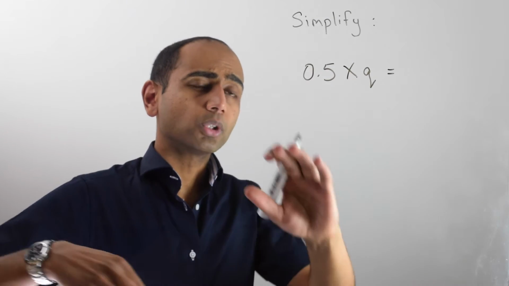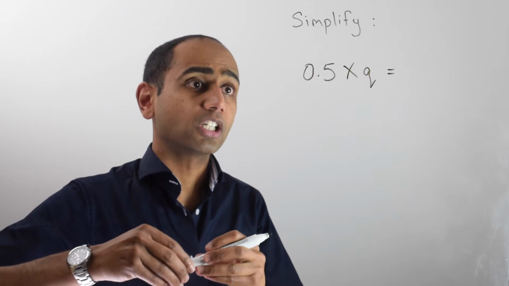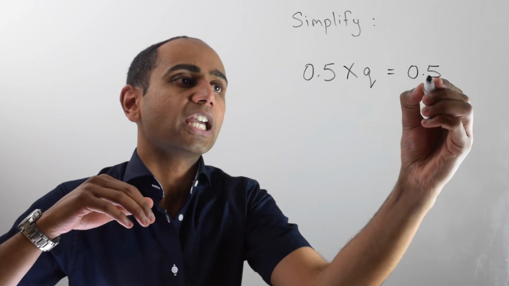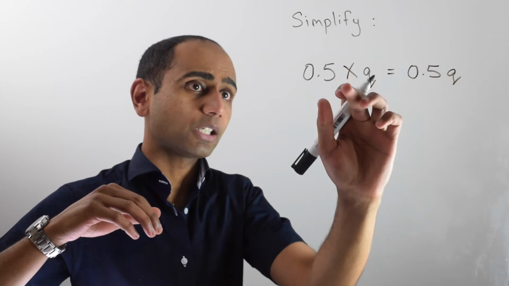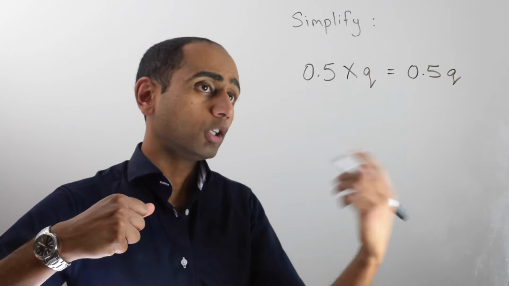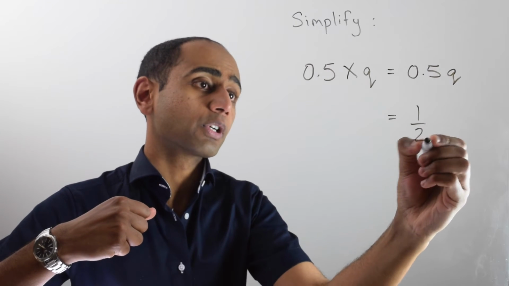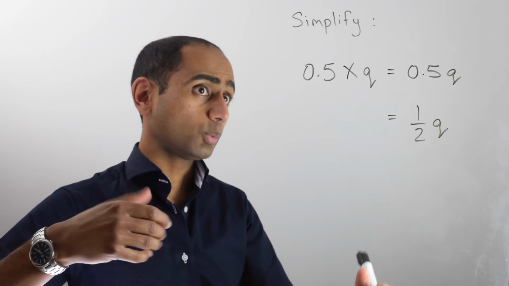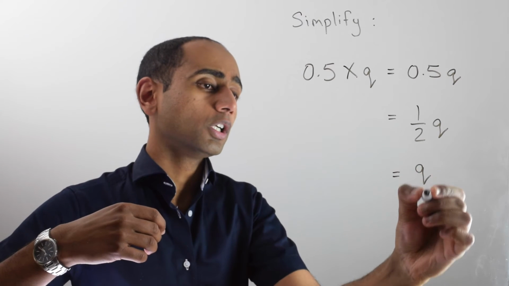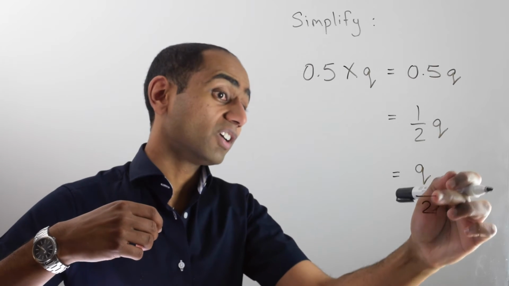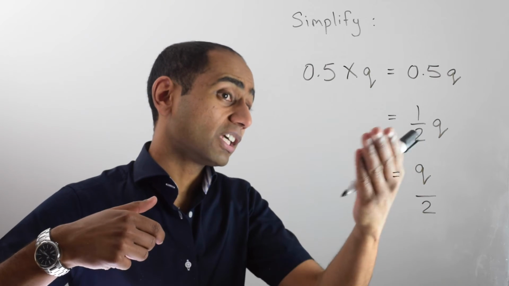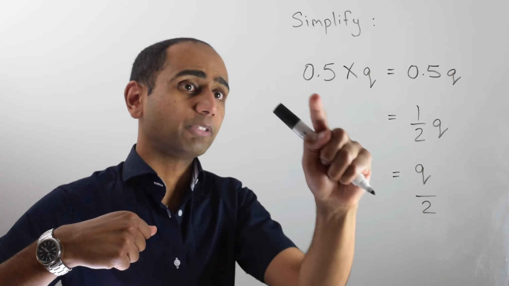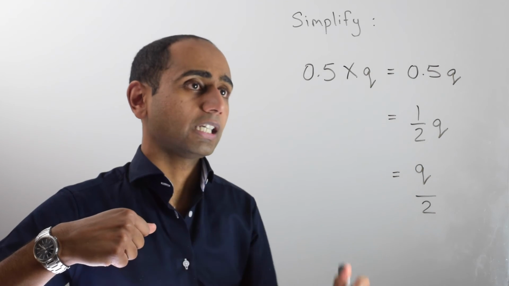In this example, I want to simplify 0.5 times q. Now, that's the same as 0.5q. I've simply missed out the multiplication sign. We can also write that as a half q, because 0.5 is the same as a half. Another way of writing that is q over 2. Q divided by 2, which means the same thing as a half a lot of q. Any of those are acceptable simplifications of this expression here.